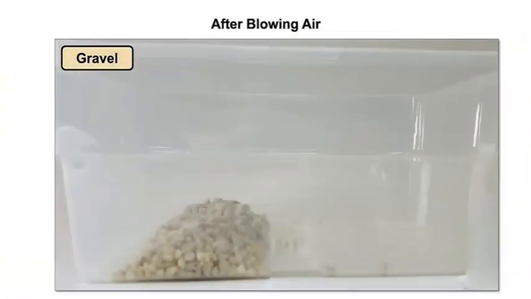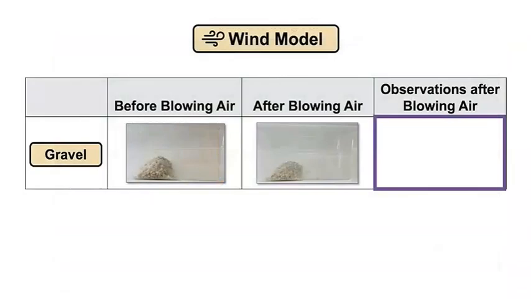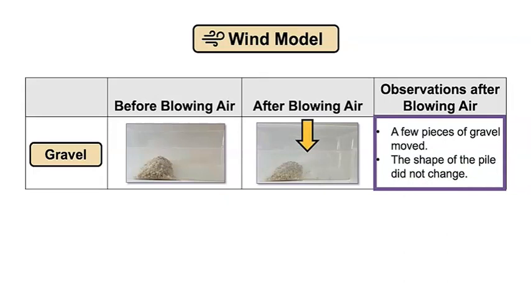Let's look at our results after blowing the air. What do you notice? Did you notice that some of the gravel pieces moved, but not many of them? I also noticed that the shape of the pile of gravel did not change much. The next step in our procedure is to record our observations on our chart. Here are the two piles of gravel, one before blowing air and one after blowing air. Before blowing the air, we noticed that the gravel was made of small rocks and the rocks were in a pile. After blowing the air, we noticed only a few pieces of gravel moved and the shape of the pile did not change.